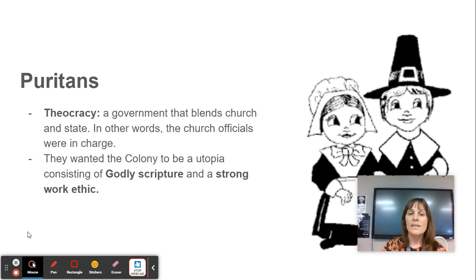So they came to the New World and they wanted their colony to be a utopia consisting of godly scripture and a strong work ethic. That's something that the Puritans are very well known for, having a very strong work ethic, believing in hard work, and really disapproving of people who did not, in their own eyes, work hard enough.